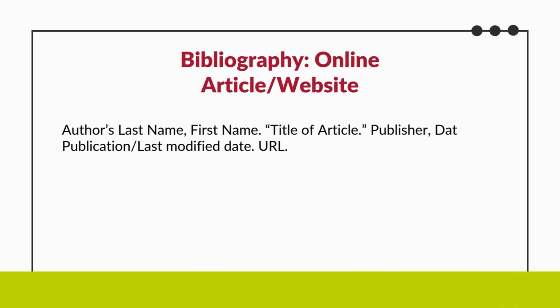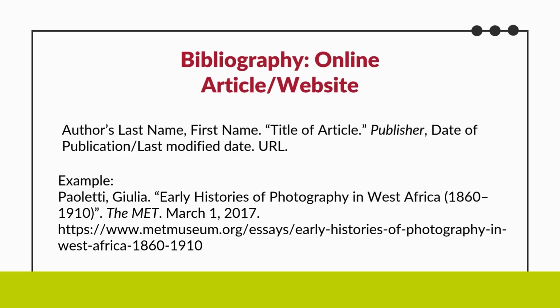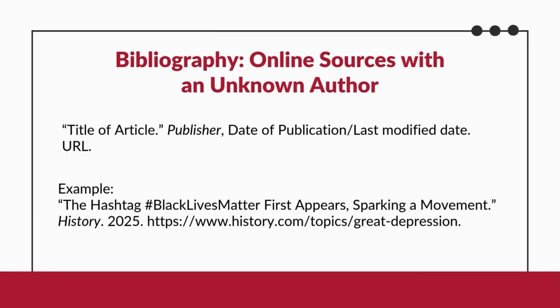Online articles from websites should follow the following format: author last name, comma, first name, period, quote, title of article, period, end quote, title of website in italics, end italics, month, day, comma, year published, period, URL, period. Sources that lack an author should follow the following format: quote, title of article, period, end quote, title of website in italics, end italics, month, day, comma, year published, period, URL, period.